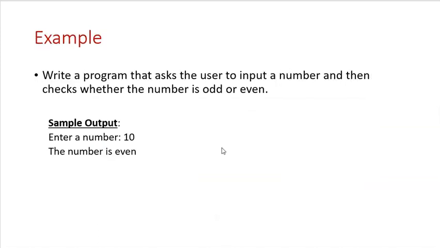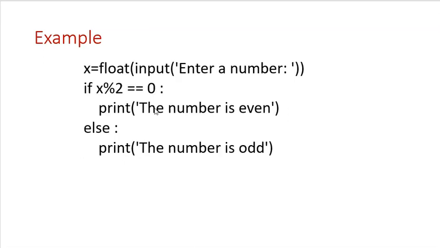Let's look at a simple example where you write a program that asks a user for an input using the input function, and then checks whether the number is even or odd. So this is the program. We're expecting the user to enter a float, so we use the input function. When you run this, it's going to ask the user for a number.